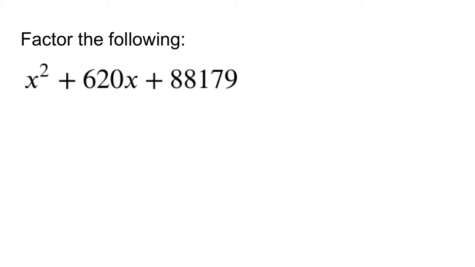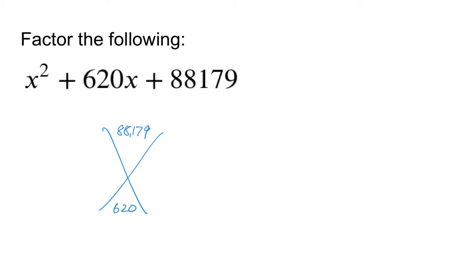So we're going to start by looking at x squared plus 620x plus 88,179. And we're going to go ahead and factor this. So remember what we're looking for. When we factor this, we're looking for the numbers that multiply together to give me 88,179 and add together to give me 620. Boy, that should be a short list. Can you sense my sarcasm?